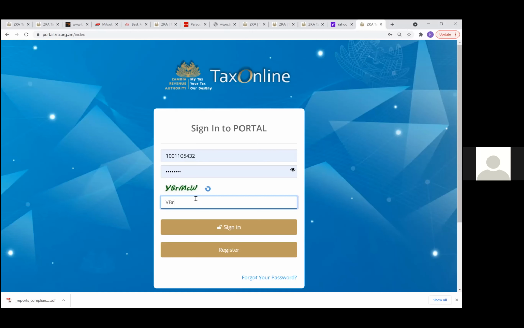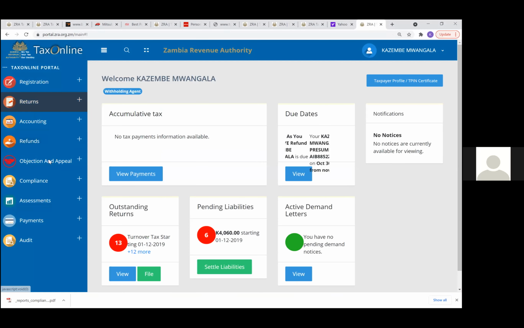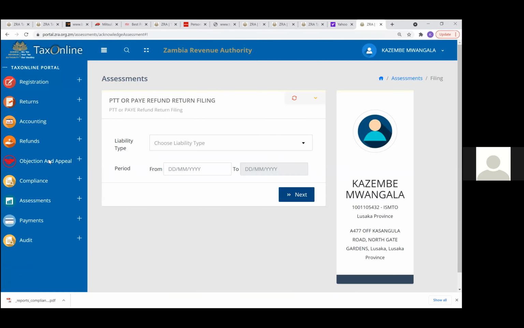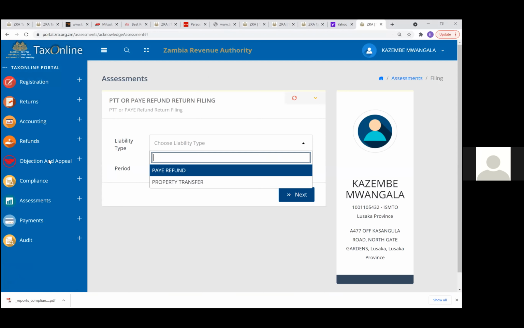So this person will sign in to the ZRA website as usual. They'll go to returns, they'll go to PAYE. They'll specify that they are doing a PAYE refund, and then they'll go ahead and specify the charge year, here they are doing it for 2020. So this window will come.